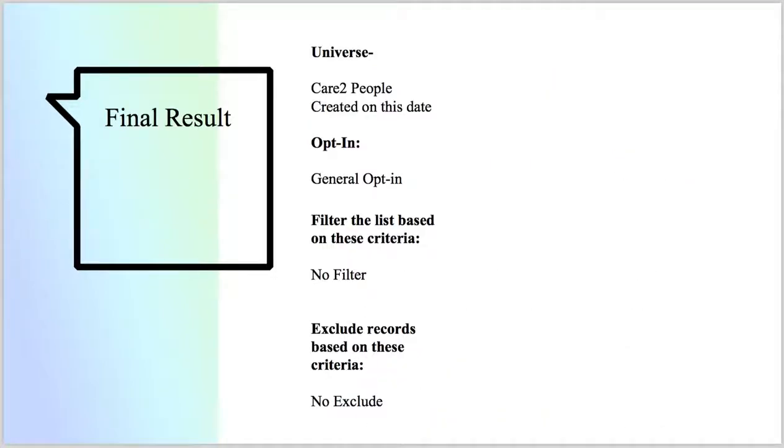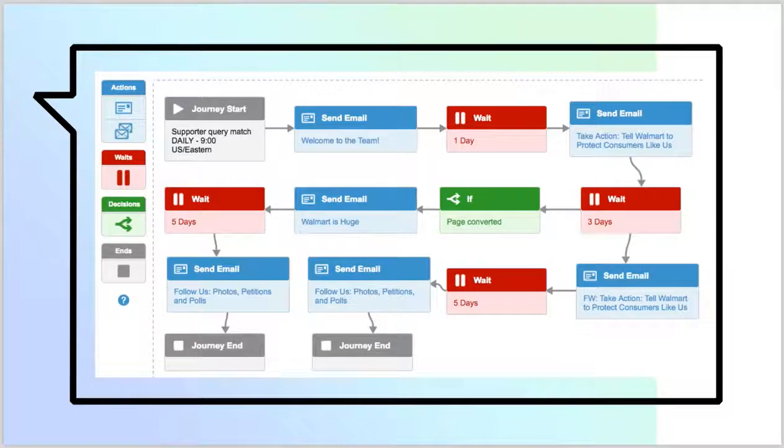And this is what my final result looks like. So I have my universe, that's the Care2 people created on the date. Then I have my opt-in, my general opt-in. Then I have the filter the list, so there's no filter and there's no exclude. And this is what your welcome series can kind of look like.